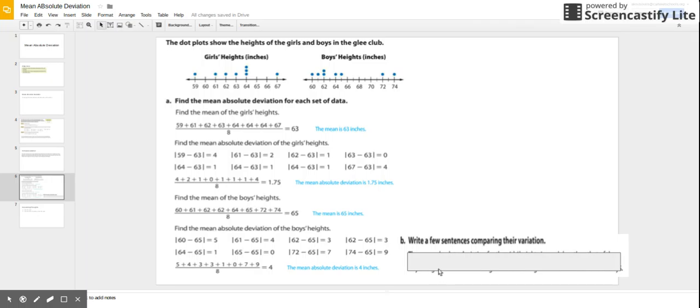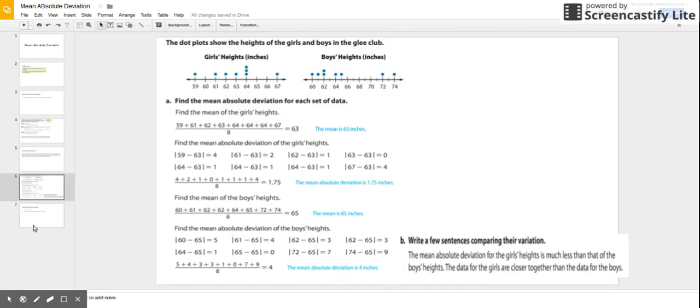Now, when you're comparing, you're just talking about the difference in their variation. So if you notice, for the girls, the mean absolute deviation is 1.75. For the boys, it's 4. In other words, on average, the girls are about 1.75 away from the average. On average the boys are about 4 inches away from the average height. So the mean absolute deviation for the girls' height is much less than that of the boys' height. The data for the girls are closer together than the data for the boys.